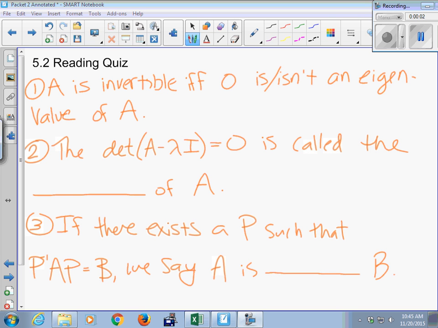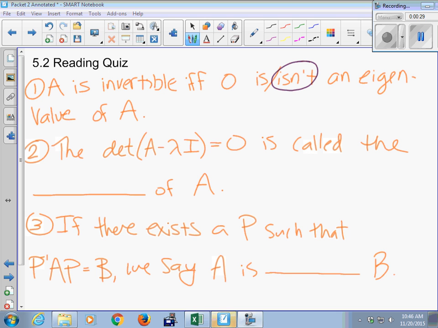A is invertible, meaning A has an inverse, if and only if 0 isn't an eigenvalue of A. If you have an eigenvalue of 0, that means the determinant is 0 and the matrix is not invertible. Yeah, there's only the trivial solution to AX equals 0.